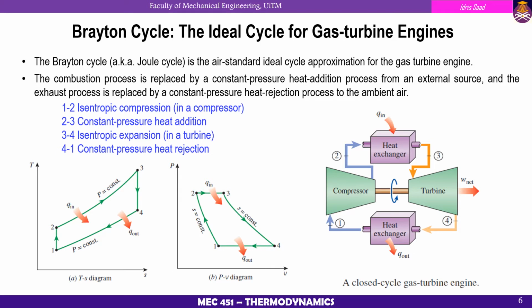The first one is basically the isentropic compression in the compressor. The second one is the constant pressure heat addition. The third one is isentropic expansion. The fourth one is basically the constant pressure heat rejection.